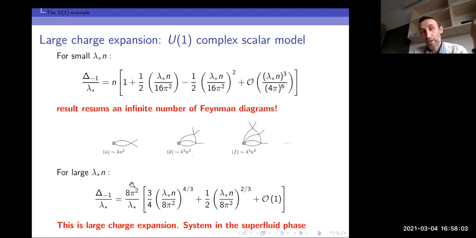And for the large charge, large lambda star times n, the system will be in the superfluid phase. Clearly, you'll be very, very far away from the uncharged vacuum. So the theory is strongly charged. So there is no longer an interpretation in terms of the standard perturbative expansion around the vacuum. The system will be in the superfluid phase, and that's the expansion in this limit. And this is the large charge expansion, which originally was found by Domenico, Susanne, and collaborators, as I mentioned, Simeon and Masataka.